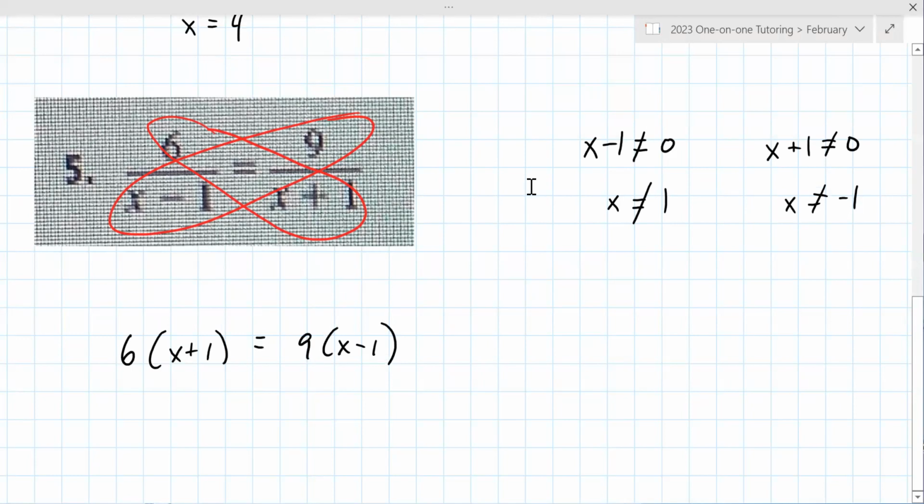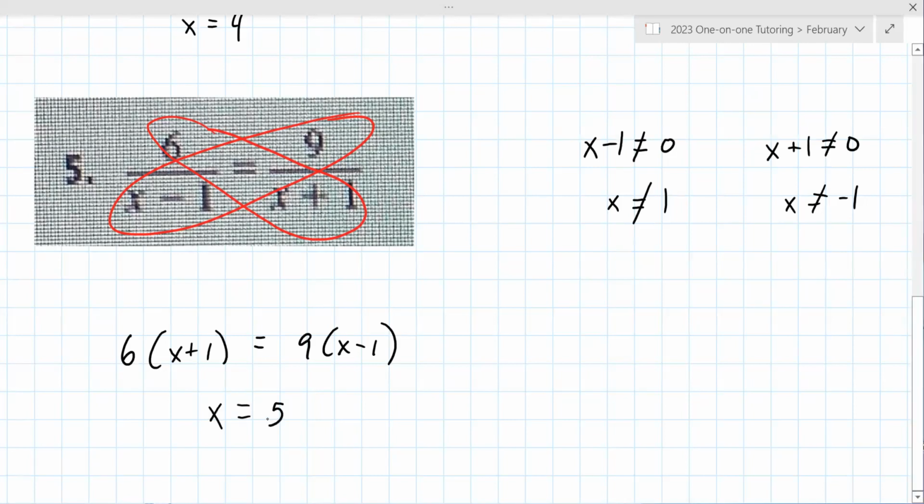So I'd like you to try solving it from here. Let me know what you come up with. Okay. I got x equals 5.